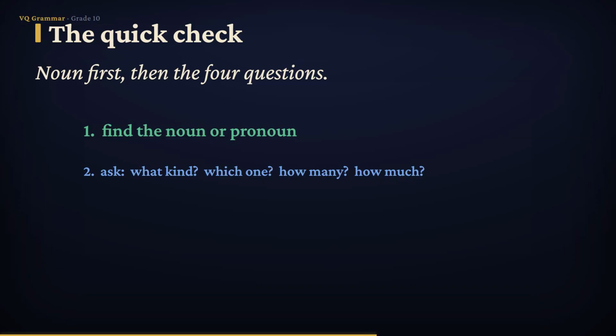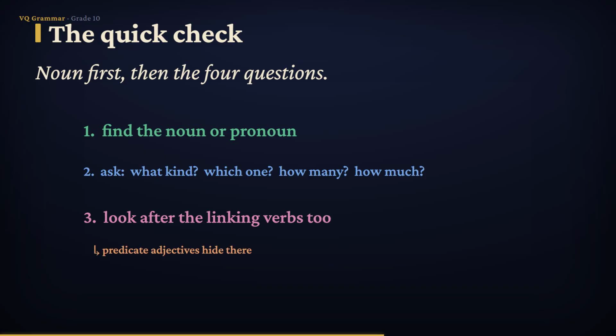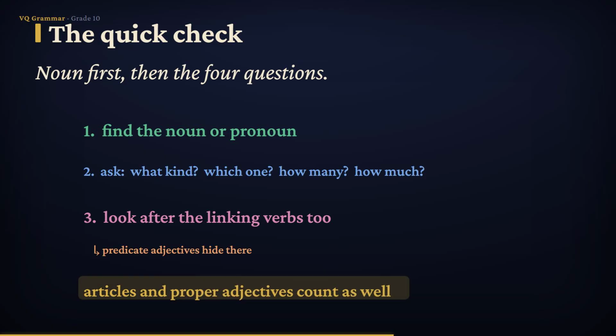Step 3. Don't stop in front of the noun. Look after the linking verbs too, because that is where predicate adjectives hide. And keep 2 more things in your net. The little articles a, an, and the, and proper adjectives with their capital letters. They all count. Ready to practice?